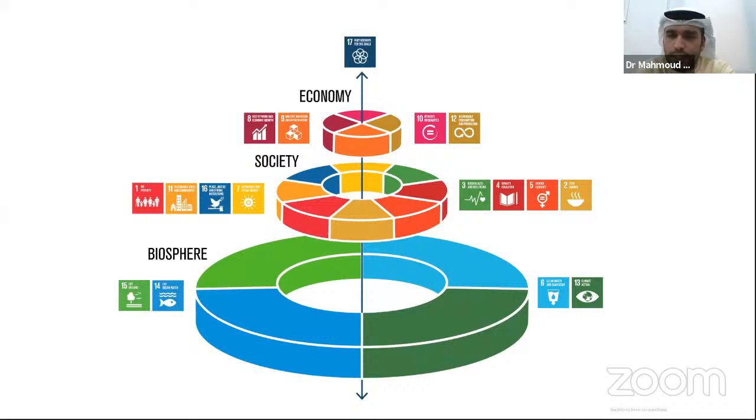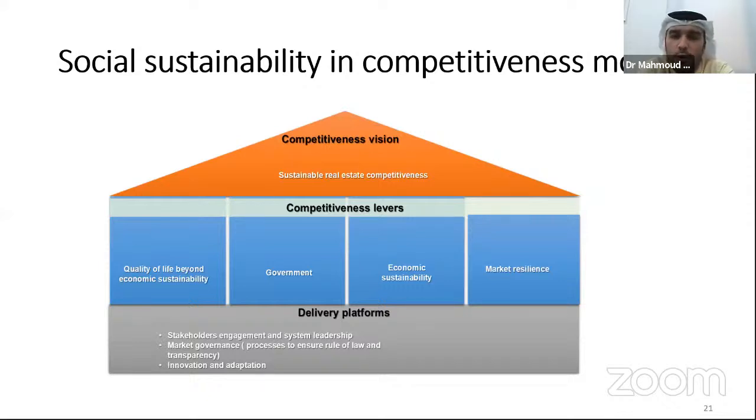We've done our competitiveness model here in Dubai, and this is for the city of Dubai and how we build a competitive city and a competitive real estate market. And we found that quality of life, which resembles mainly the social and environment, is a very important pillar for building a competitive and resilient city and a resilient real estate market. And for that, along with government and economic and market resilience, we require delivery platforms to support the delivery of competitiveness, which is stakeholder engagement. And this is a core element in driving sustainability: stakeholder engagement, market governance, transparency, innovation, and adaptation. And by this, we refer to radical technology, radical changes, and radical innovation to drive sustainability and competitiveness.